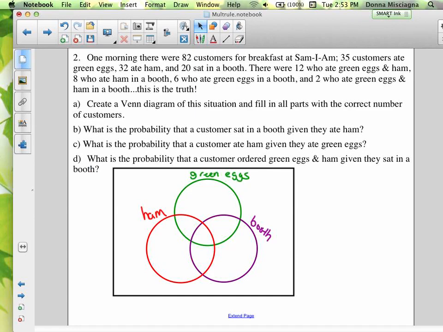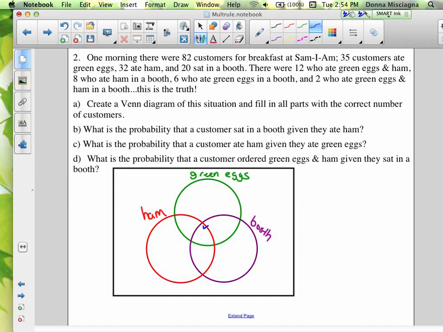All right, now when you're doing a Venn diagram, start at the innermost place. That means we need to start right here. That is the innermost place. I'm actually going to write in a different color than any of these. I'm going to write in blue. Right? This is the innermost spot. This is the spot for the people who ate green eggs and ham and sat in a booth. All right, let's see if we can find that.